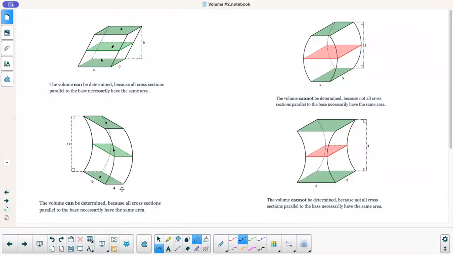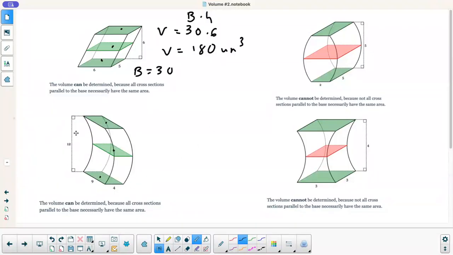So you could, area of the base here. Let's do this top one. This area of the base would be 30. And your height, notice it's perpendicular. So volume equals area of the base times height, so times 6. Volume equals 180 cubic units.